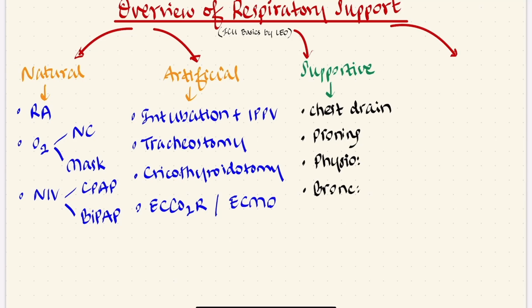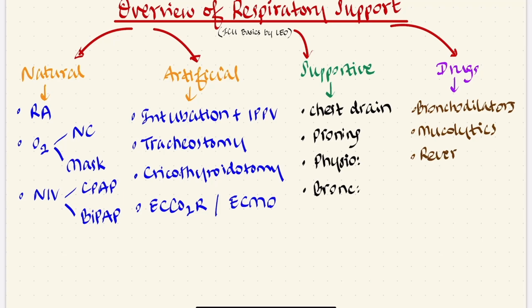From medication perspective, we can use bronchodilators such as salbutamol and ipratropium bromide via nebulizers, aminophylline, magnesium, ketamine via IV infusion. Mucolytics such as saline nebulizers and carbocysteine, or some reversal agents, for instance naloxone for opioid overdose and flumazenil for benzodiazepine overdose.